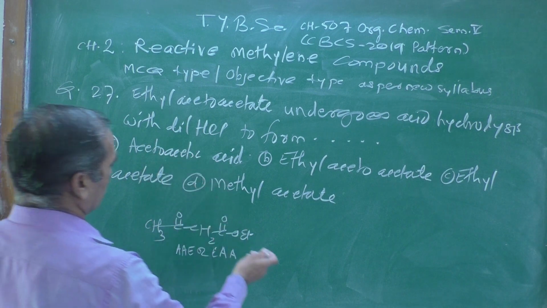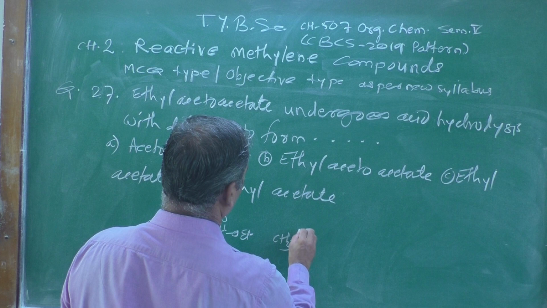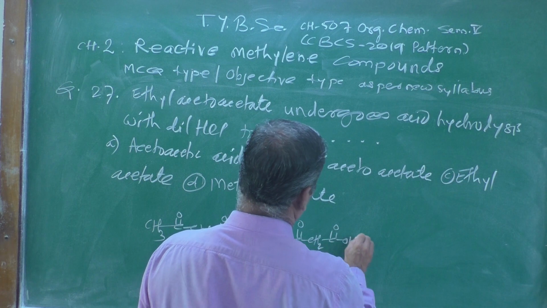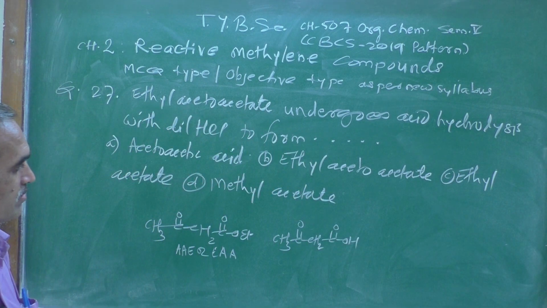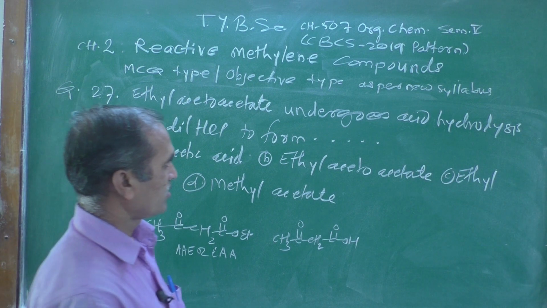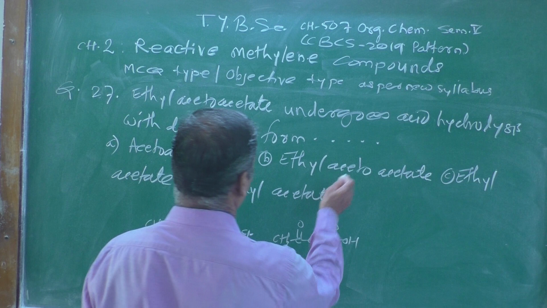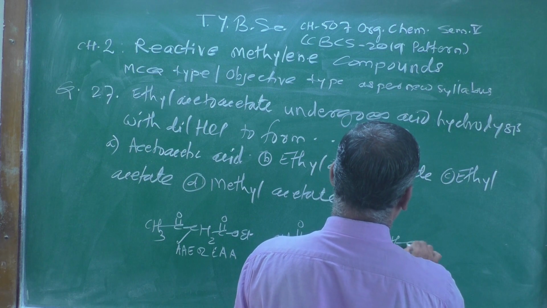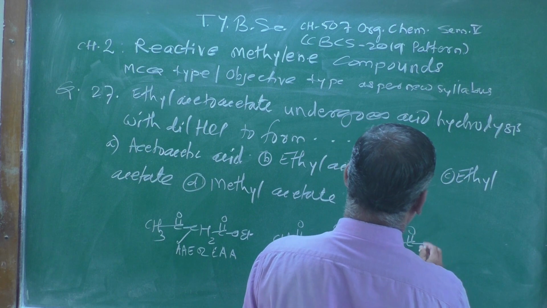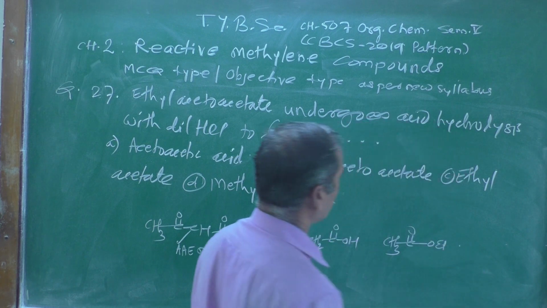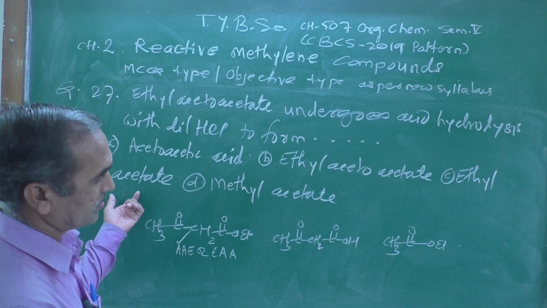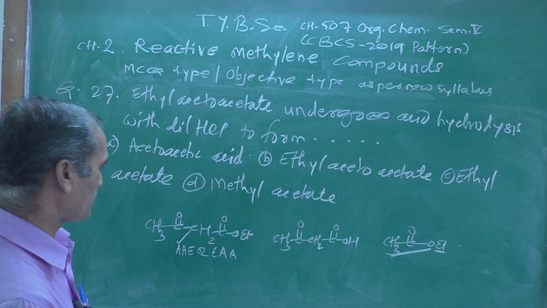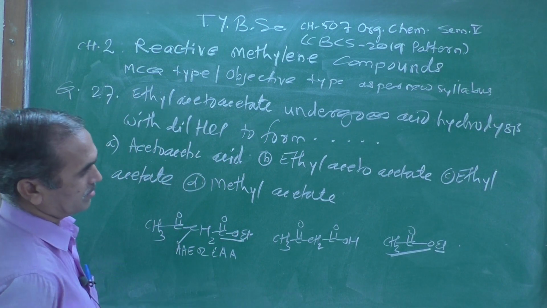Now acetoacetic acid means CH3 C double bond O, CH2 C double bond O OH. This will be the structure of acetoacetic acid. Ethyl acetoacetate is the structure of ethyl acetoacetate. Ethyl acetate is CH3 C double bond O, then OEt. This is the structure of ethyl acetate. It's an ethyl, and this part is generally termed as acetate. This is an acetate, right?